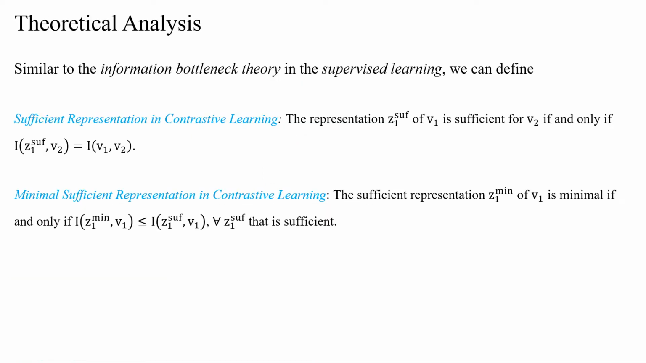Based on this new perspective, we can define the sufficient representation and the minimal sufficient representation in contrastive learning, just like in supervised learning. The sufficient representation contains all shared information between views, but may also contain other information from the input. The minimal sufficient representation only contains the shared information between views.